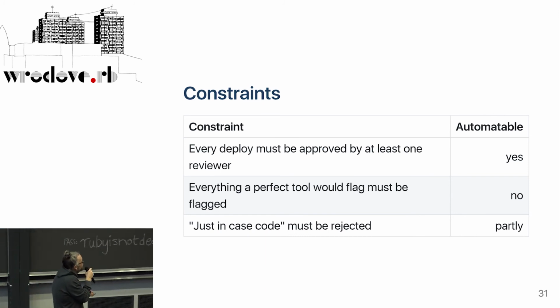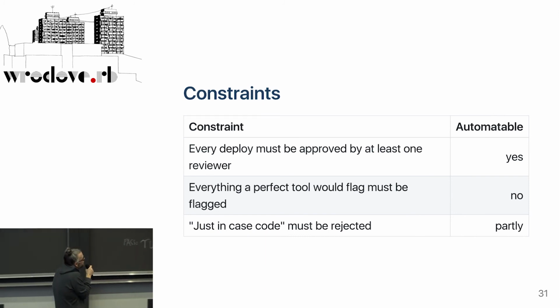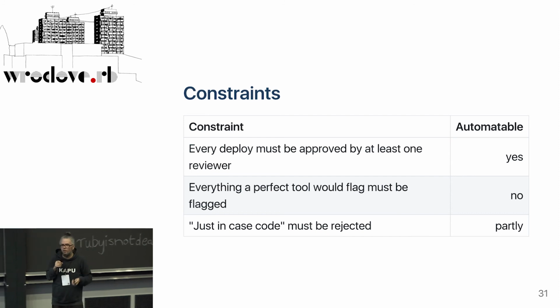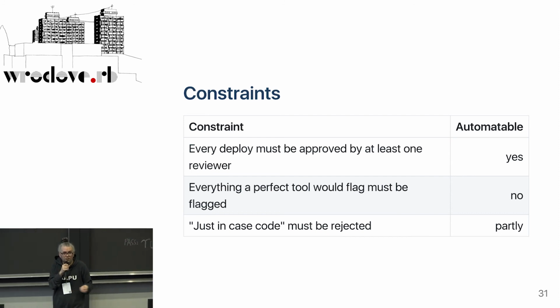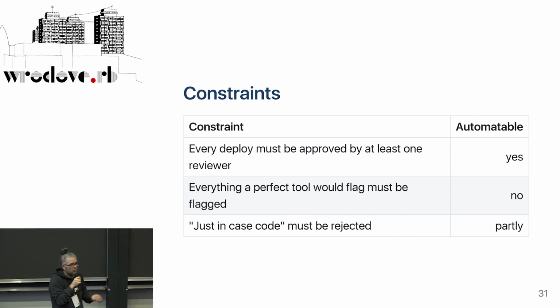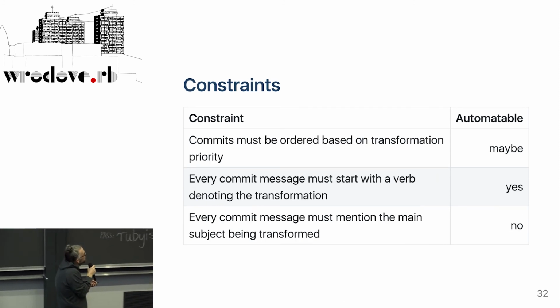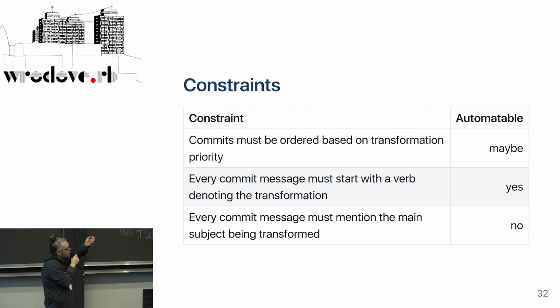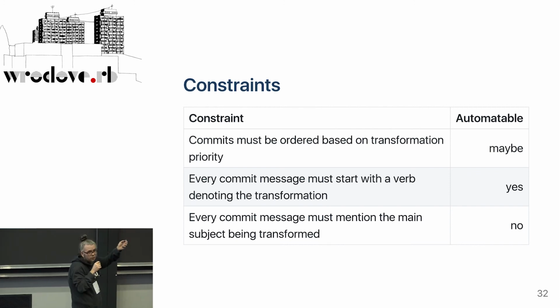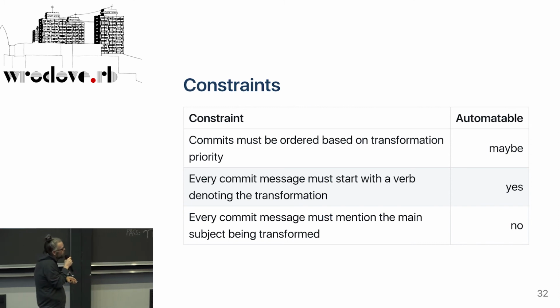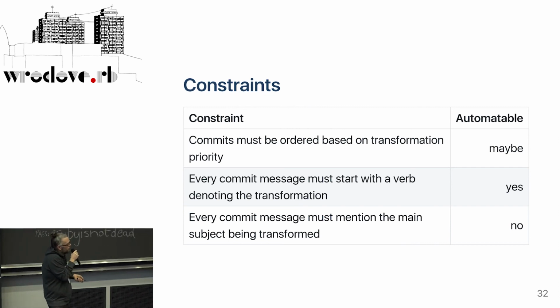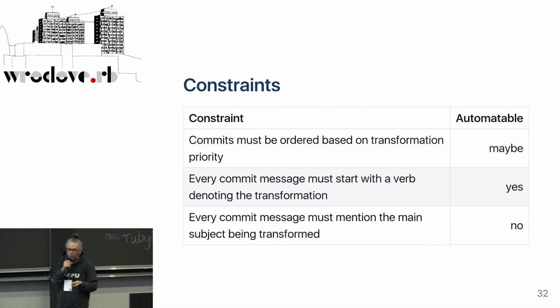Right, every deploy must be approved by a reviewer. I think we've established that for now. Everything a perfect tool would flag must be flagged. Just in case code should be rejected, because why do you want just in case code? It's redundant at this point, right? And we said redundancy doesn't provide value. I've already said that the commits can be ordered along the priorities of the transformations, and this should be checked. It's a check that can only be done by a human most of the time. And the obvious things that I've mentioned before, the limits we place on our commit messages.